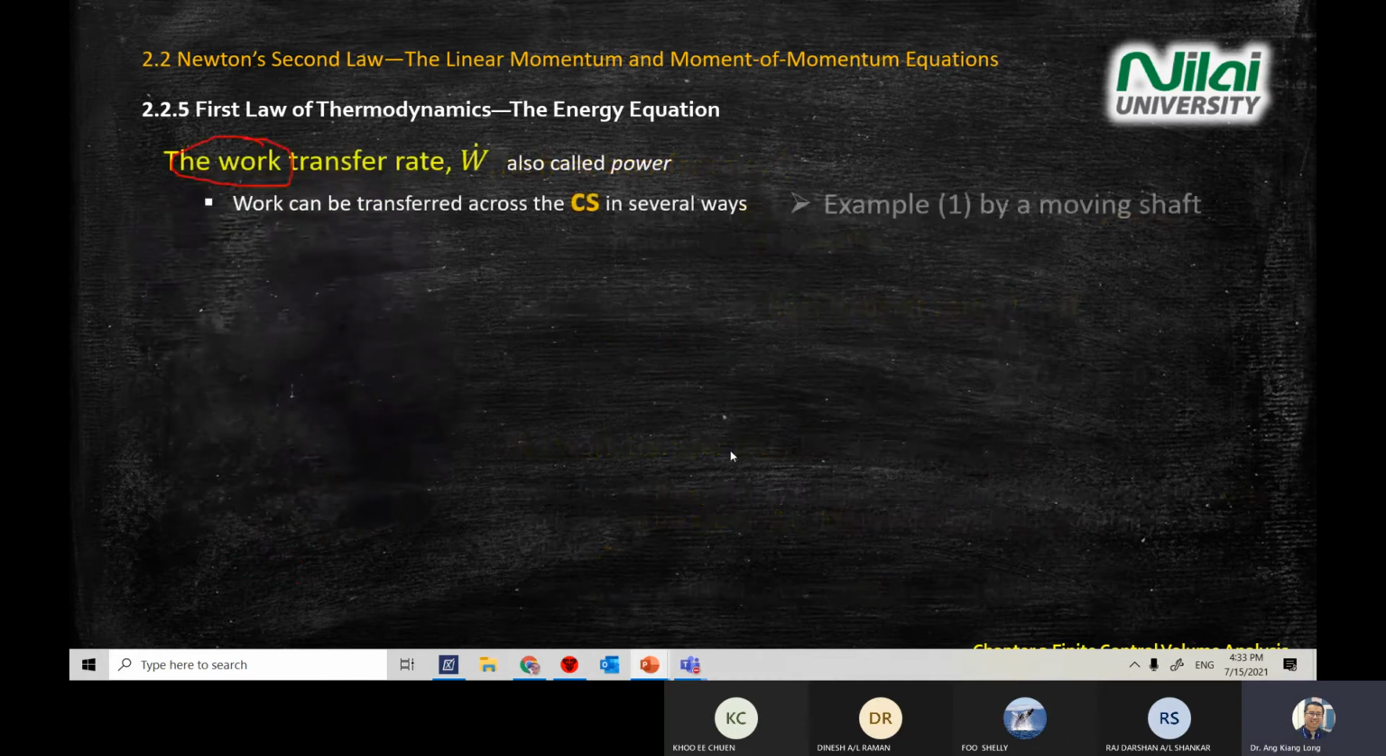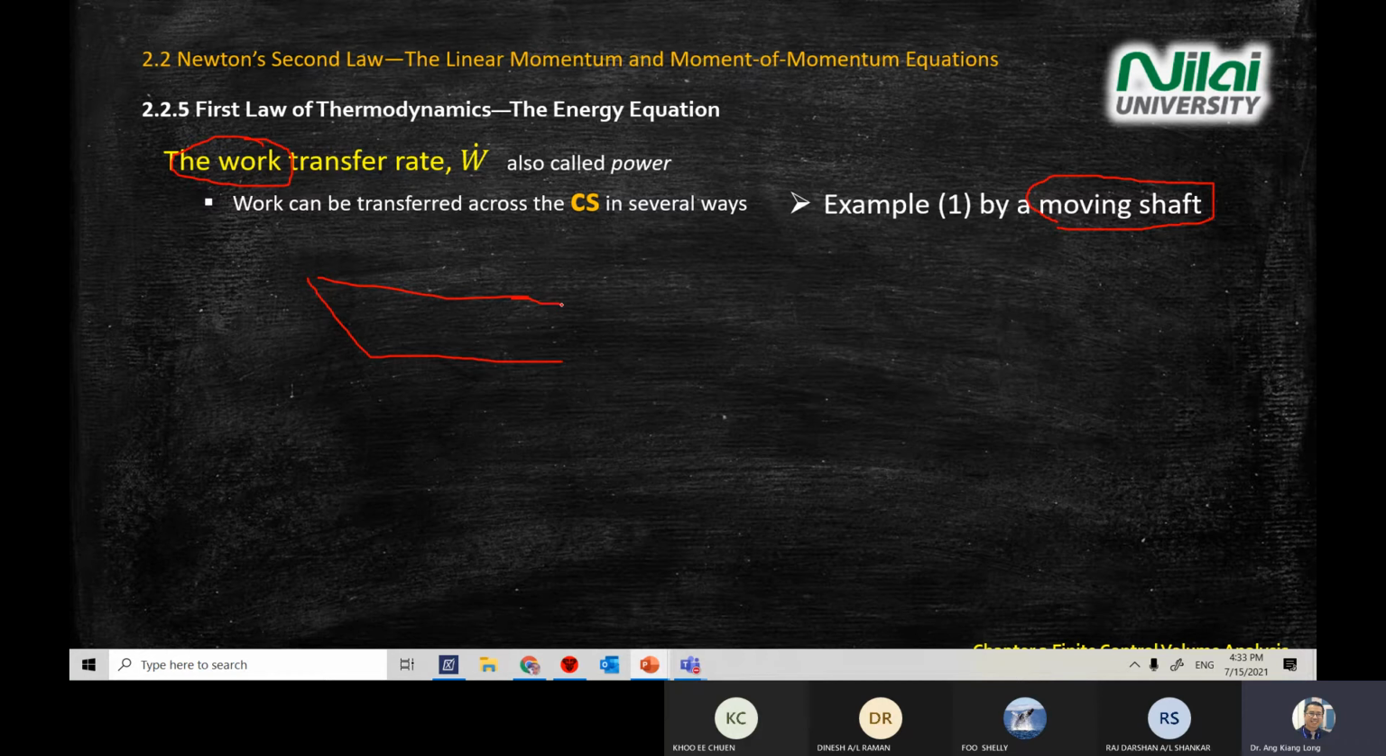Now, what conditions can the power equation be used in? First, we look at shaft. What do we mean by shaft? For example, you have a boat, and you have a motor here, and the motor has a shaft that links to the propeller. So this shaft must do something. There's work done by this shaft that turns the propeller.